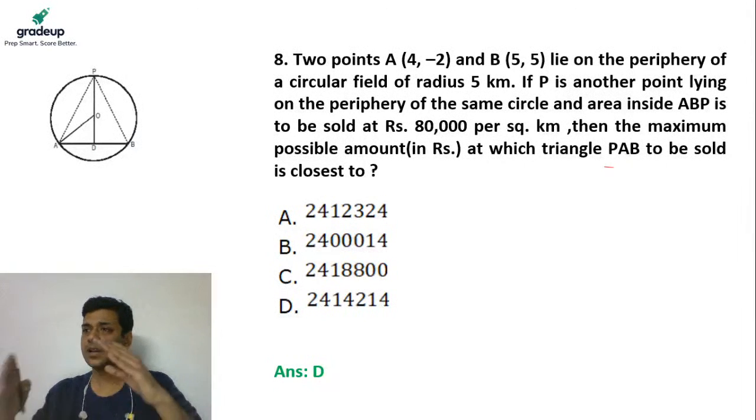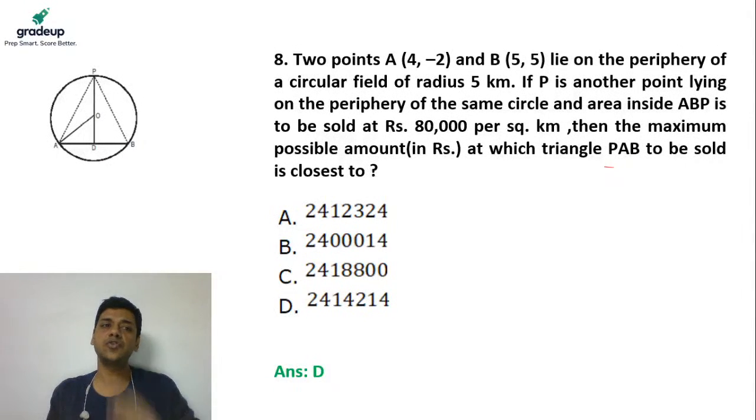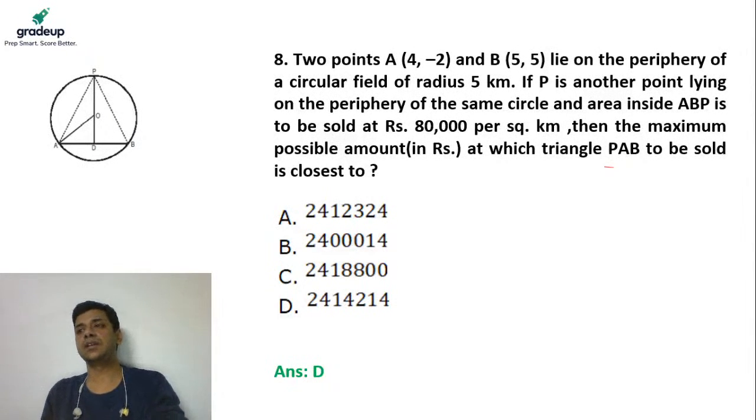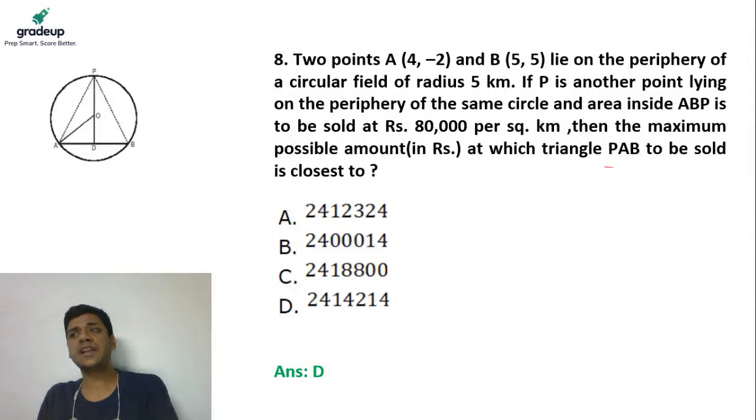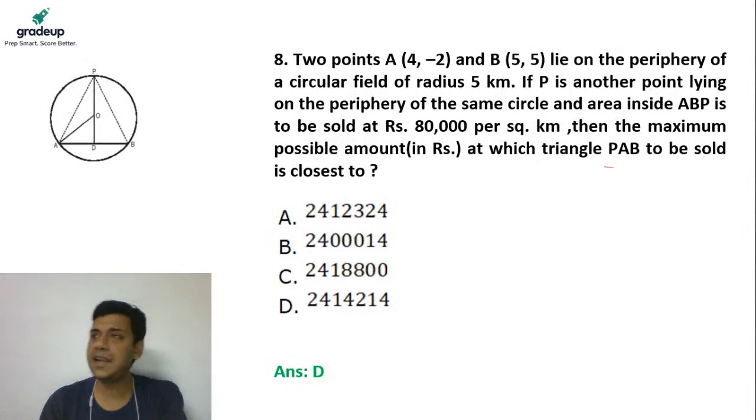Now for maximum possible area, can I say my figure has to be symmetric? It has to be an isosceles triangle, with AP equal to PB. If AP equals PB, then and only then can I have the maximum possible area. I would love to have an equilateral triangle, but I don't know whether an equilateral triangle is possible or not.